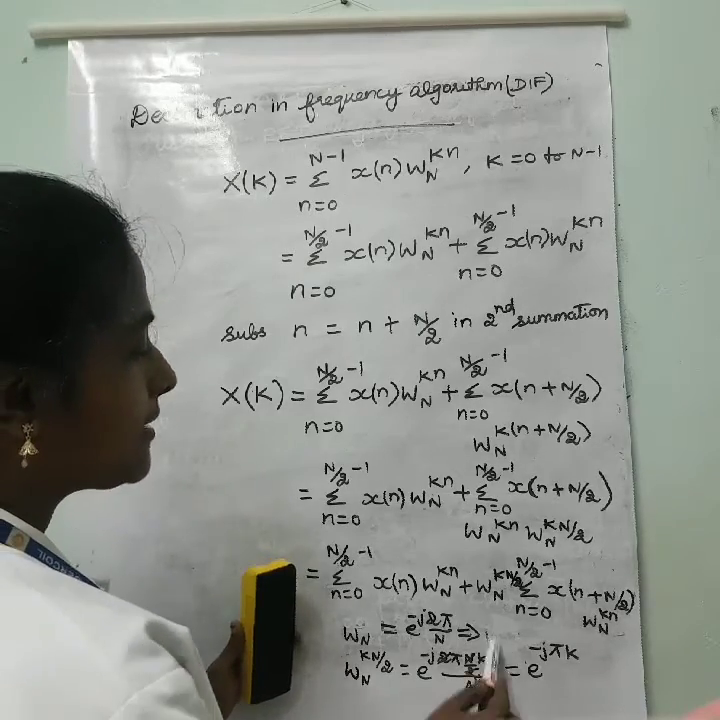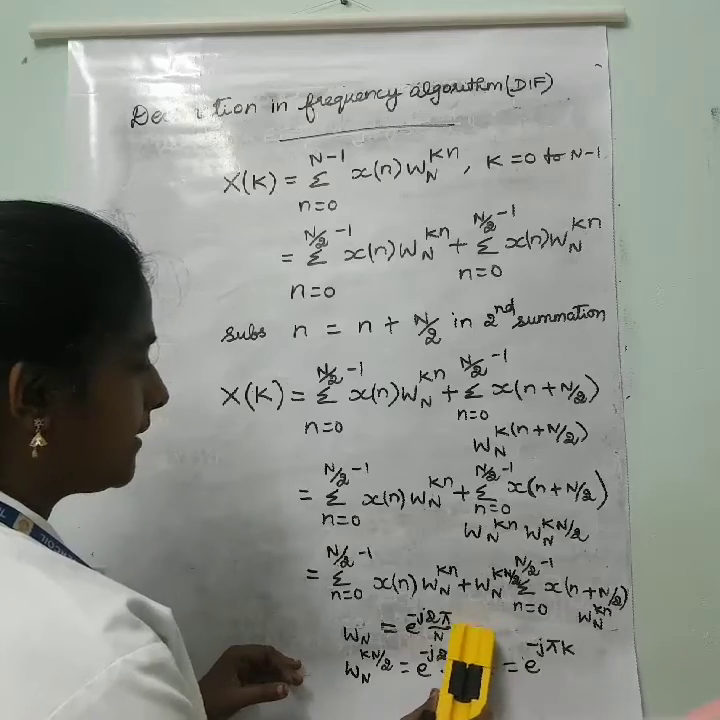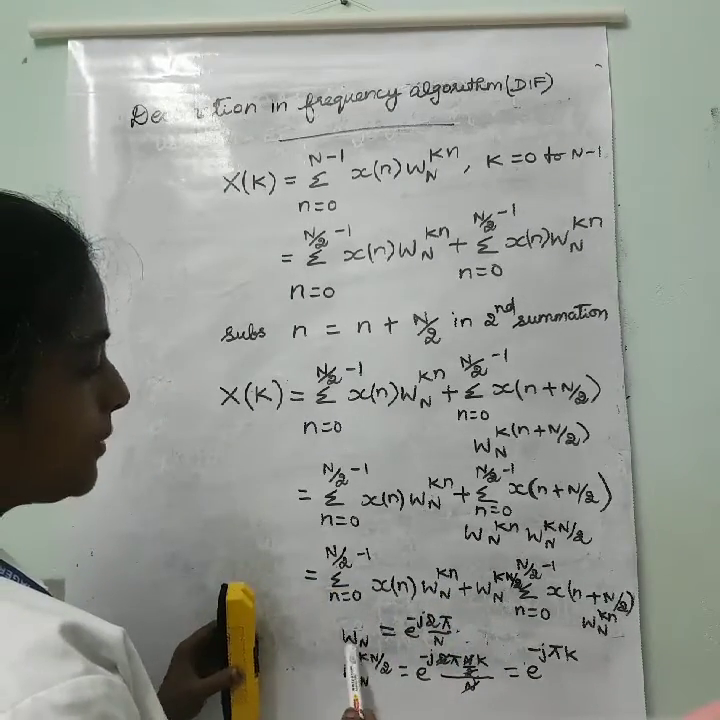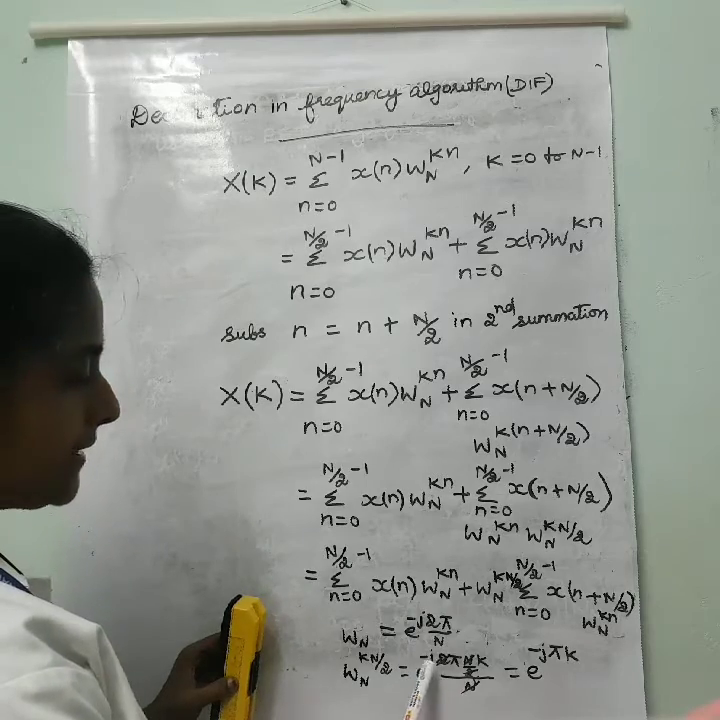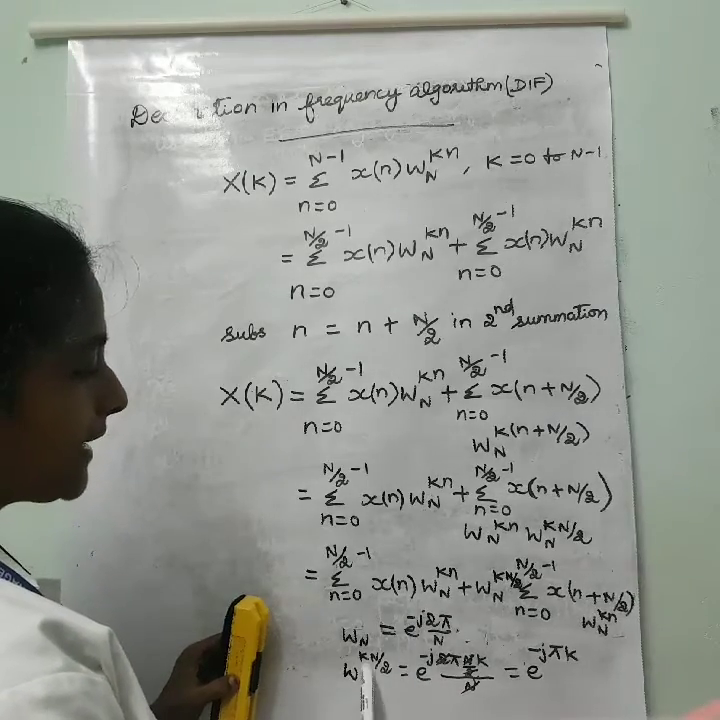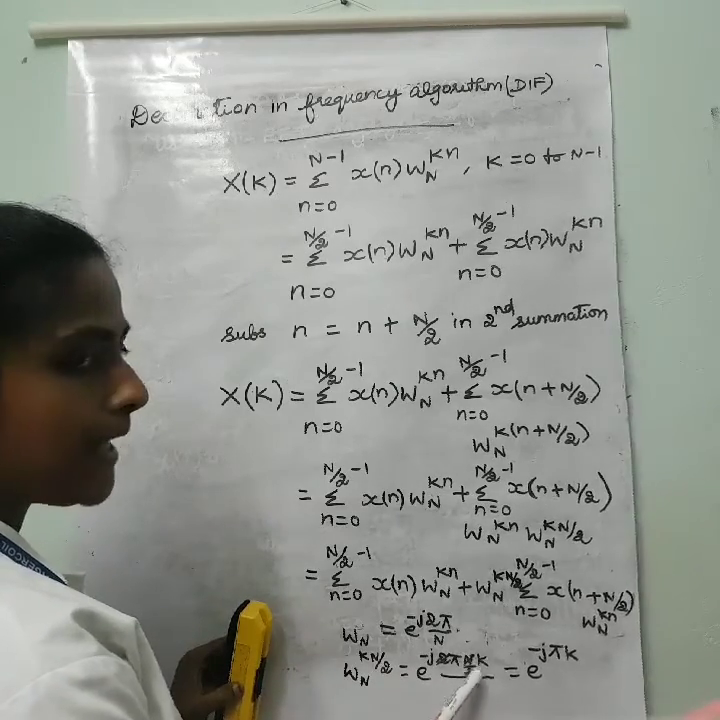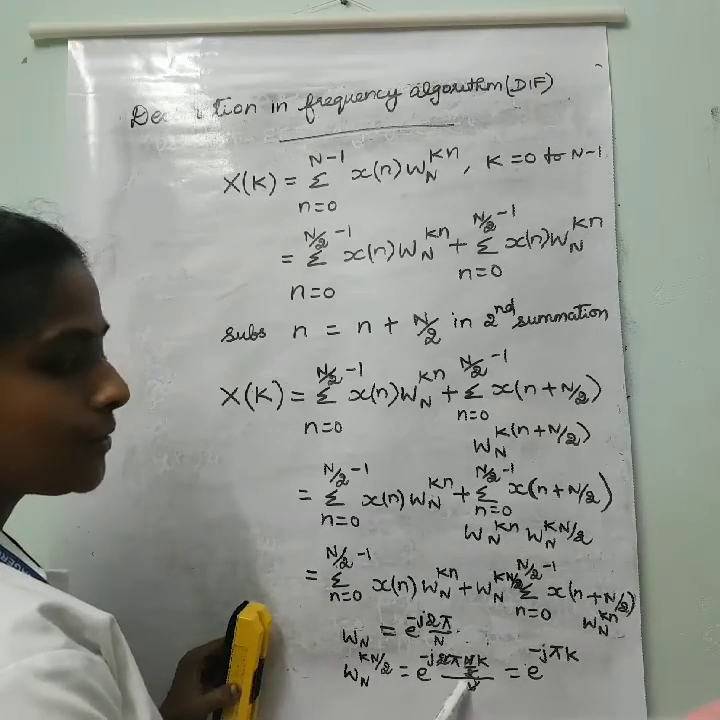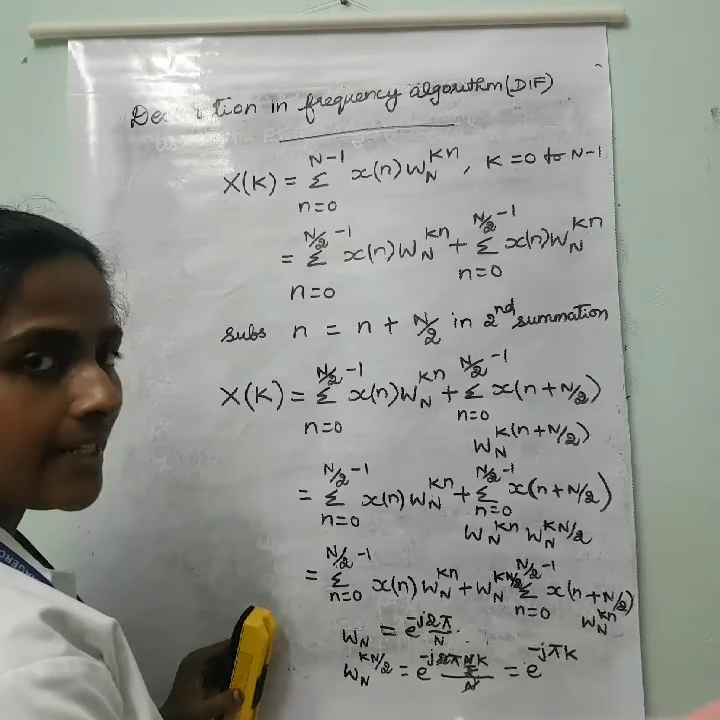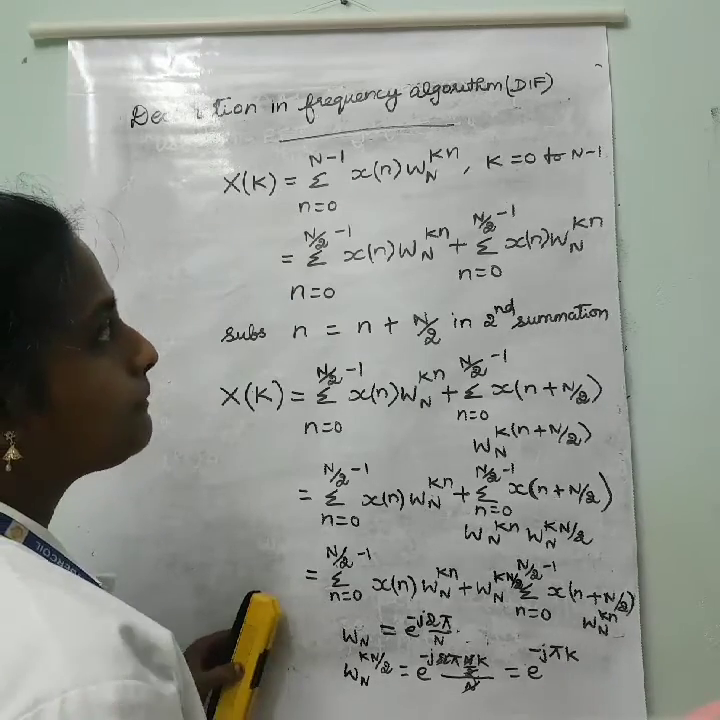In the next step, you can simplify this twiddle factor, that is, we know that W_N is equal to e power minus j 2 pi by N. Similarly, W_N power k into N by 2 can be written as e power minus j 2 pi into N by 2 into k divided by N, where this 2 and 2 get cancelled and this N and N get cancelled. So, you will get e power minus j pi k.